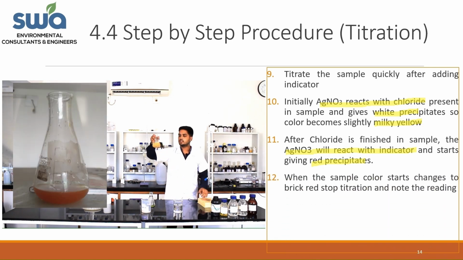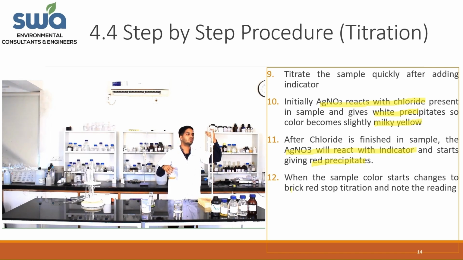So here you can see the color has changed into red, brick red color. So we stop the titration here and we will note the reading. The reading for this sample is 11.5 ml. Now we will titrate the blank.